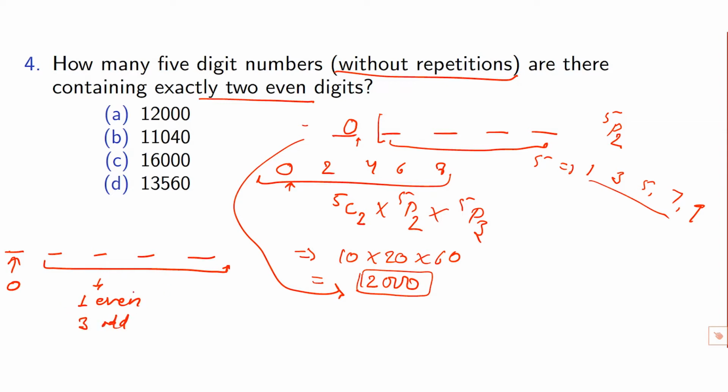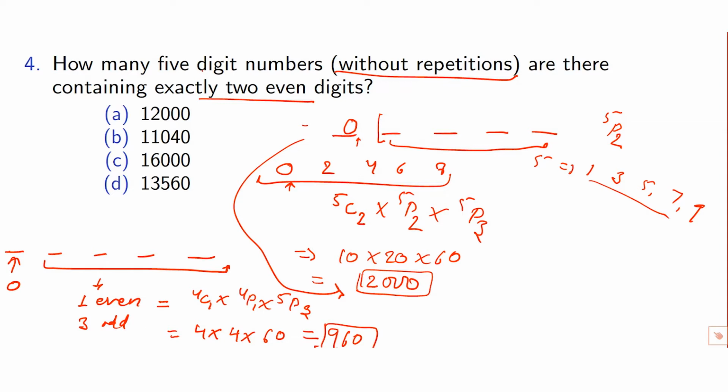For selecting 1 even digit, we have 4C1 ways, and then we have to arrange it in the 4 places, which can be done in 4P1 ways, and the remaining 3 places will be filled by the odd digits, and we have a total of 5 odd digits, so that can be done in 5P3 ways. So this will be equal to 4 into 4 into 5P3, which is 60. That will be equal to 960.